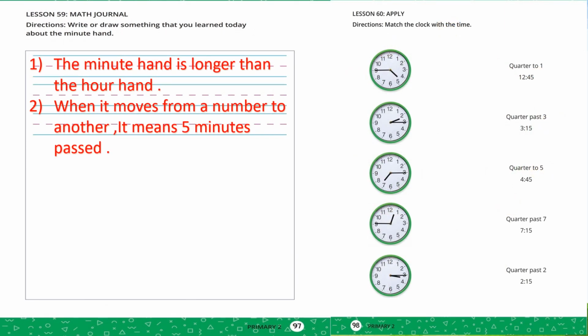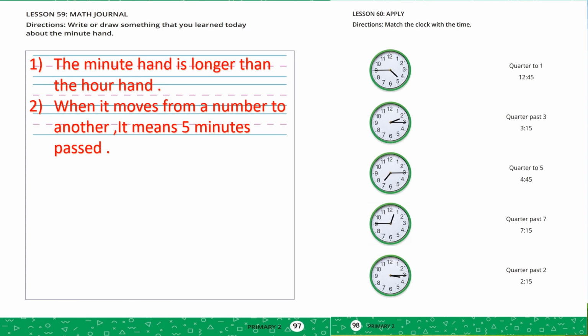Now page 97 and 98. Write or draw something that you learned today about the minute hand. Number 1, the minute hand is longer than the hour hand. Number 2, when it moves from a number to another, it means 5 minutes passed. The next page, match the clock with the time.